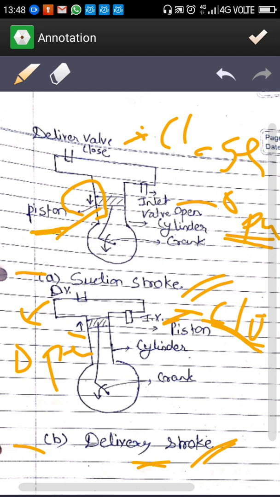Okay, talking about the construction features of the compressor, you can say that the construction components are the piston, then the cylinder, then the crank mechanism, then the inlet valve and delivery valve. These are the various components of the compressor.